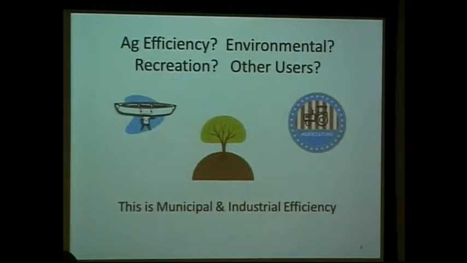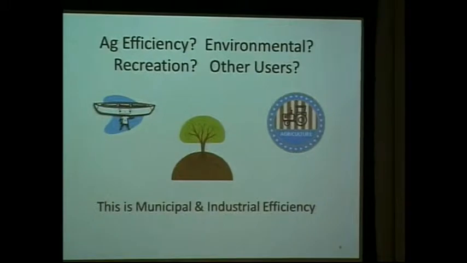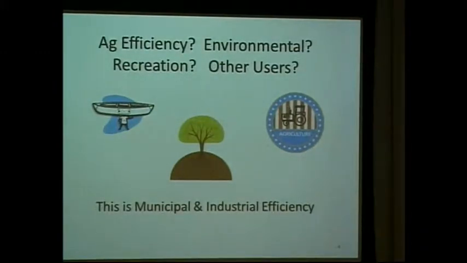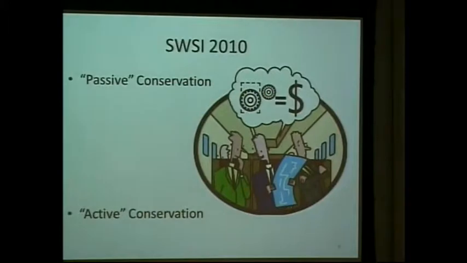So just to clarify, we heard a little bit about ag efficiency. You're going to hear a lot more about it tomorrow. It gets complex quickly. We're not talking about that. We heard a little bit about boaters and rafters and fishermen, so we're not going to talk about environmental efficiency. What this is about is municipal and industrial efficiency. That's towns and cities. What can they do? Here again, where are you at, where are you going, how are you going to get there?